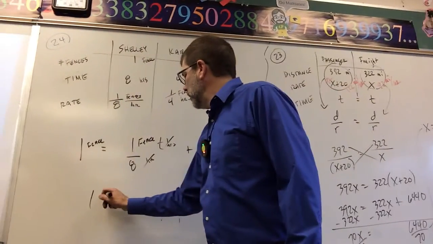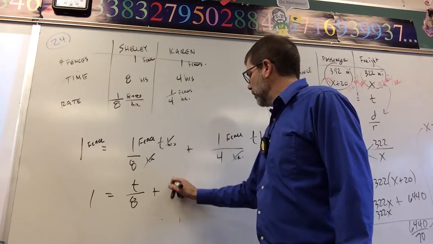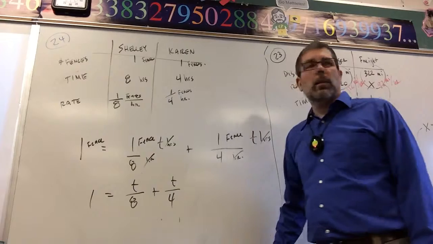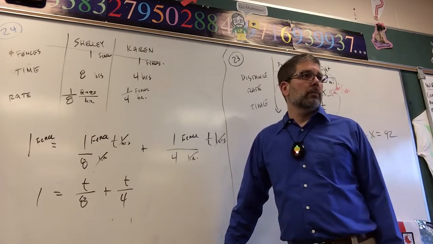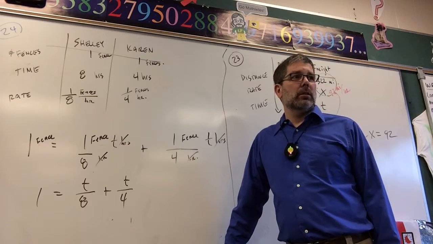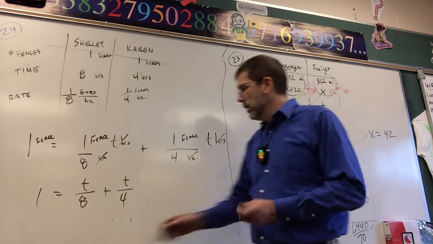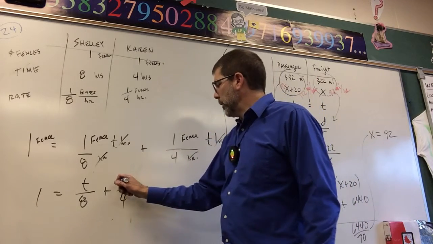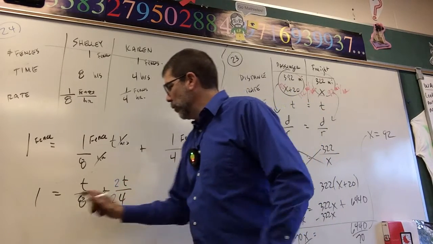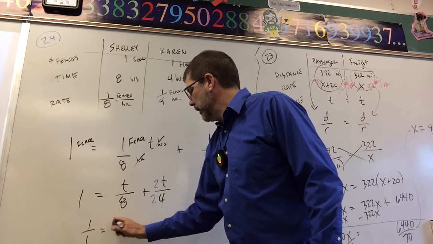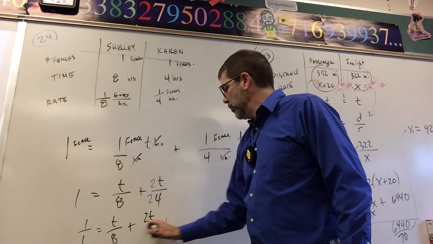So 1 equals T/8 plus T/4. And now we have an equation that we can solve. Any ideas how to solve this? Common denominator. What would the common denominator be? 8. So we would have to multiply this times 2. And so we would get 1/1 equals T/8 plus 2T/8.